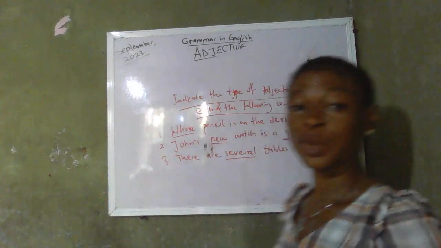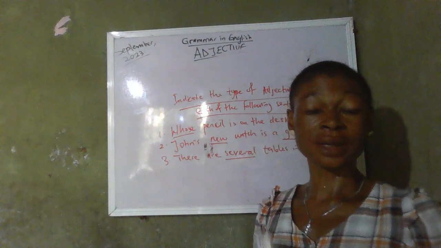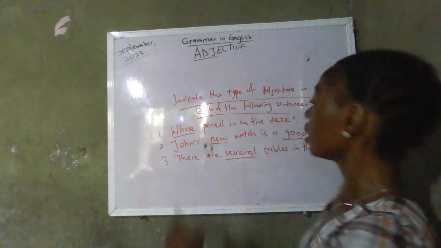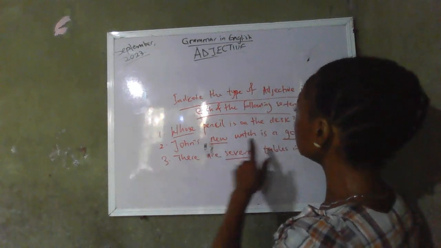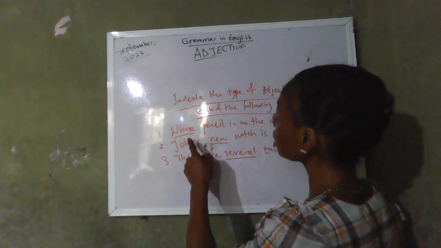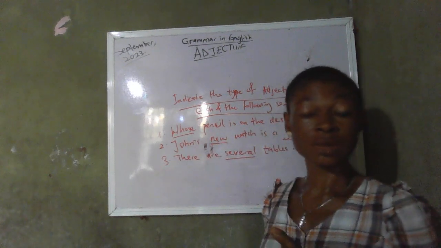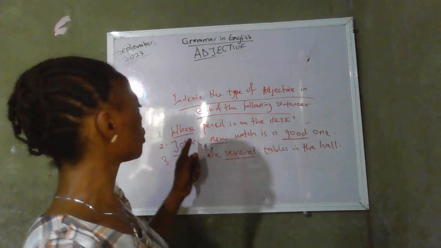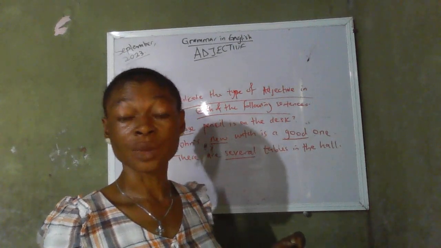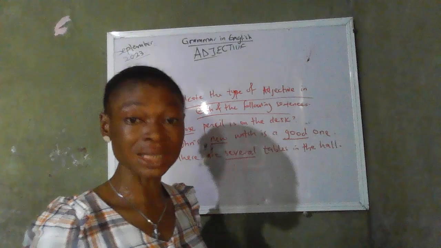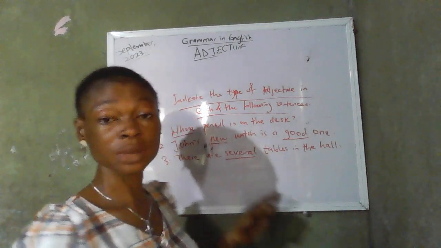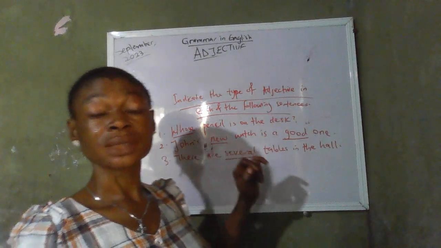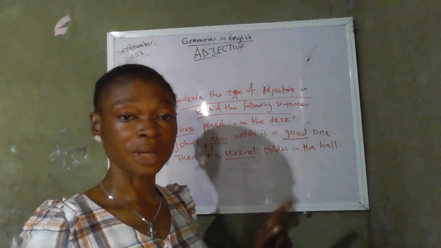So, very quickly, let's identify the type of adjectives we have in these given sentences. The first sentence: whose pencil is on the desk. Whose? According to this lesson, whose is an adjective which interrogates. It is asking to know who owns that pencil. So this word whose is an interrogative adjective.